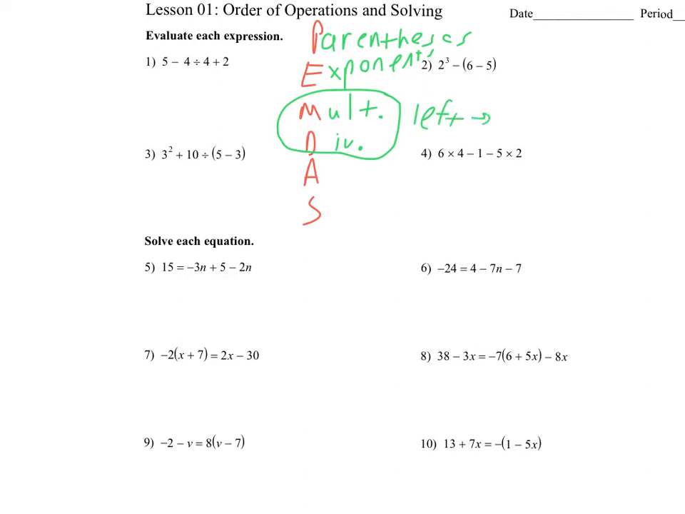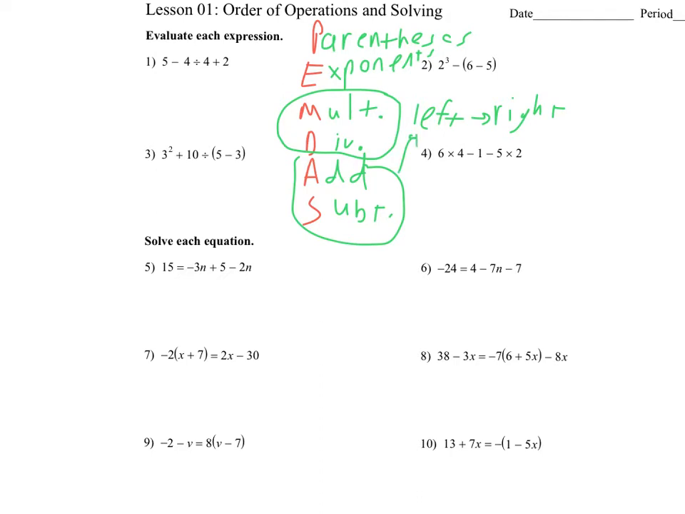And so if you have a multiplication and a division, you would do whichever one's furthest left first and then move to the right, just like you read. And then addition and subtraction are the same idea. Those are grouped together, and you would go left to right as well.